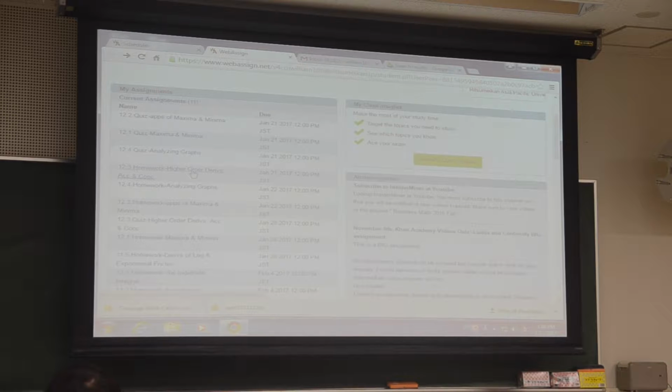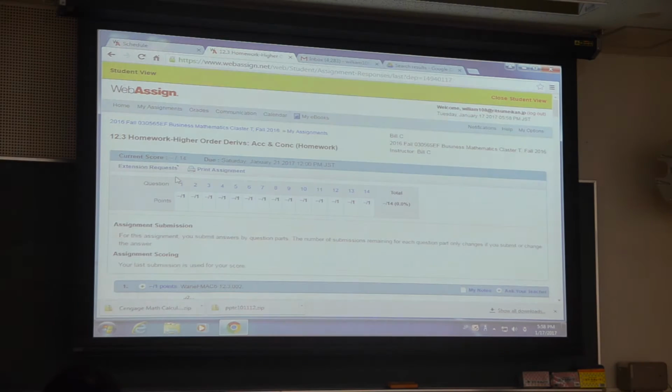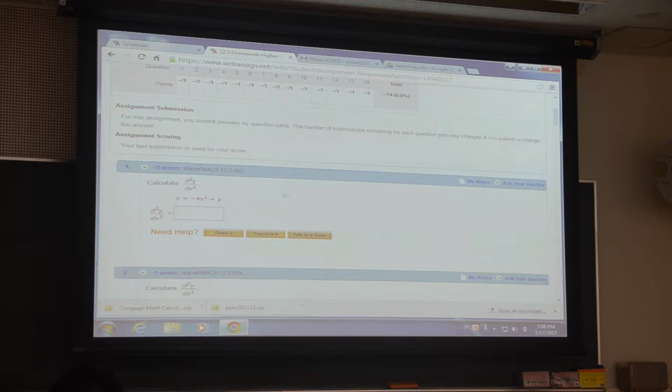So let's go to this one first. This was the longest one. Homework, higher order derivatives. ACC means acceleration and concavity. So this is the longest homework that's due. Now let's look at this one. Calculate the second derivative for this function.